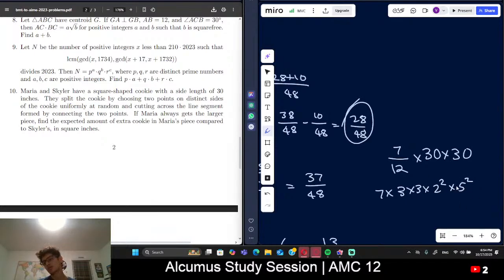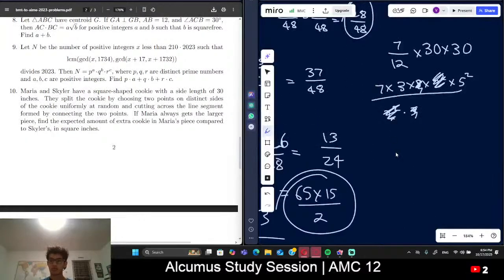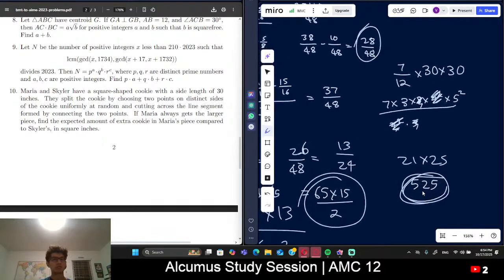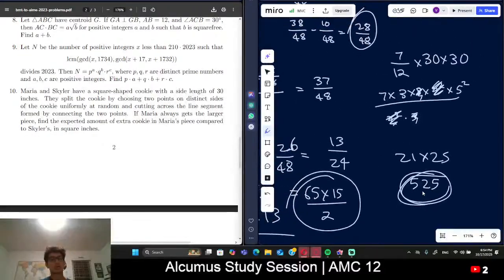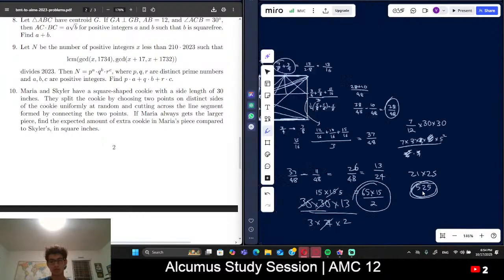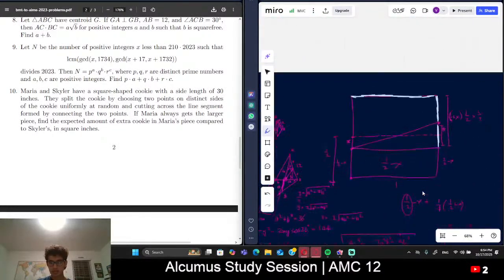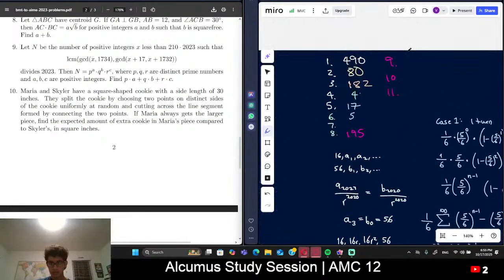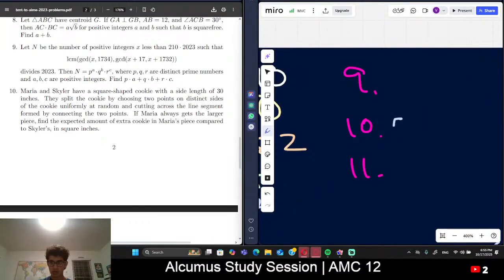Does that seem right? It's 3 times 2 times 5, which is 30, times 3 times 2 times 2 times 5, divided by 2 squared times 3. So 2 squared goes away, 3 and 3 go away, and you're left with 21 times 25, which is 525. Yeah, that's good. Oh, wait, no, that seems right. That seems right. So the answer is 525. Okay. Not too bad.